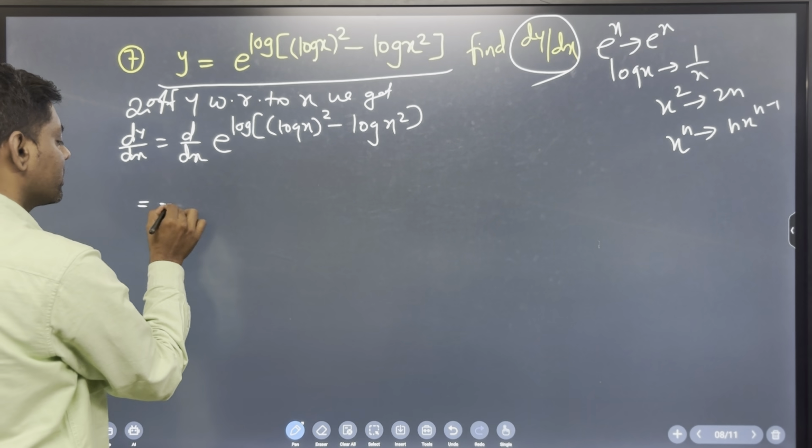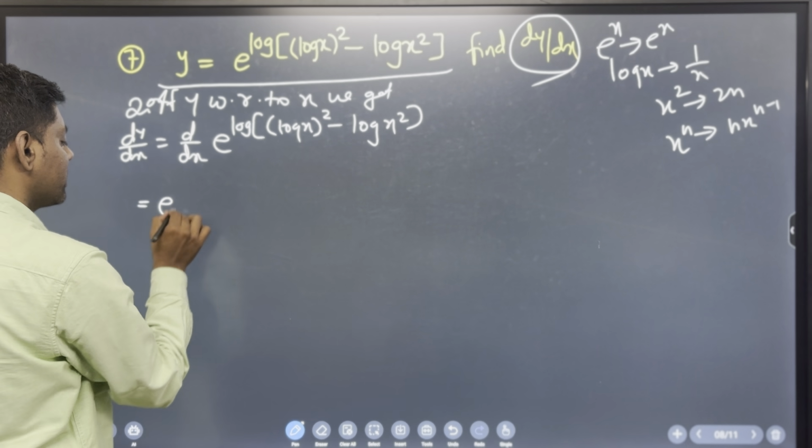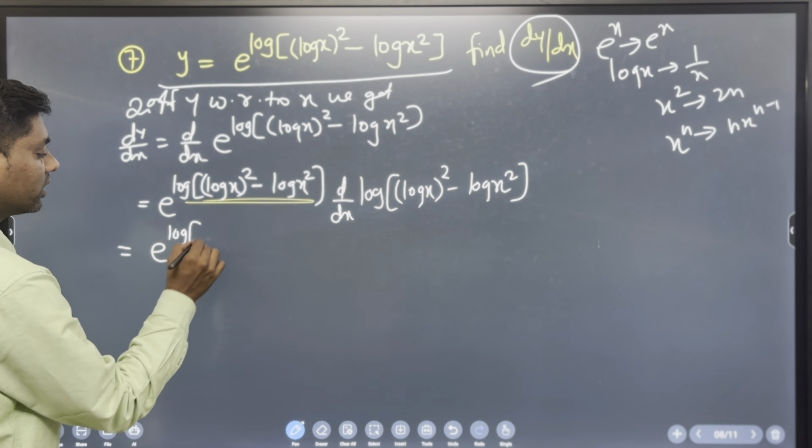So take the derivative of the given function. What is the derivative of e raised to x? That is as it is. So e raised to log of bracket log x bracket square minus log of x square. Now what is the complete function? This is the complete function, and we take the derivative of that function. So what is the function completely? Log of bracket log of x bracket square minus log of x square. What is the derivative of log of x? 1 upon x. So then e raised to log of, write down the term as it is.